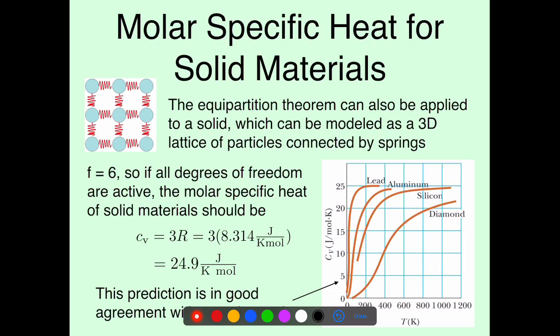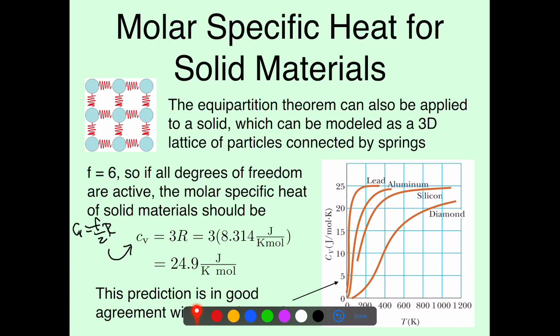Okay, so actually I forgot to put this on the slide, so I'll write it over here. CV is equal to F over 2 times R, right? That's what we derived using the equipartition theorem. So if we're saying F is equal to 6, then we're going to have 6 over 2 times R, which is just 3 times R. And we can calculate what 3 times R is. It's 3 times 8.314 joules per Kelvin mole, which if you do that calculation gives you 24.9 joules per Kelvin mole.